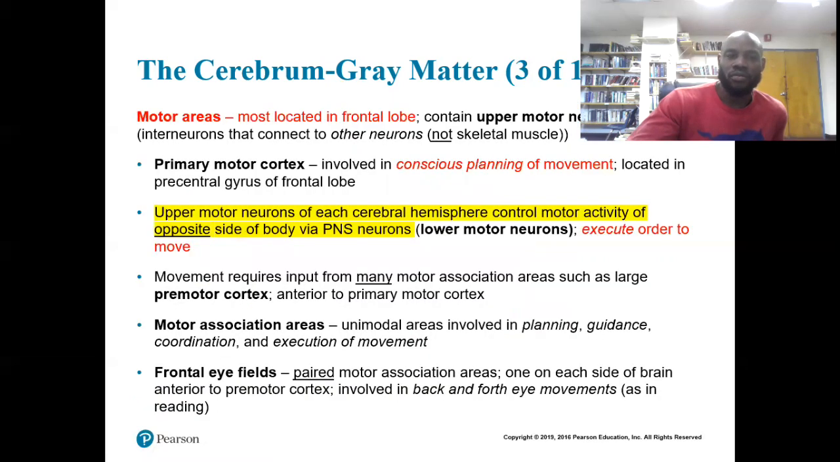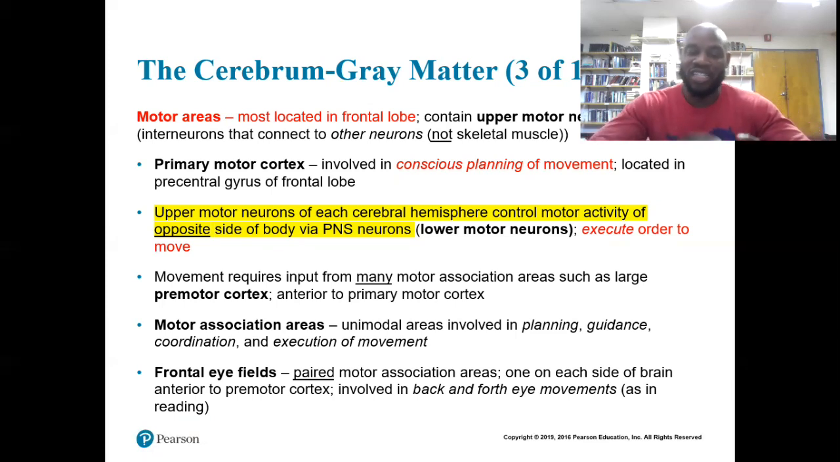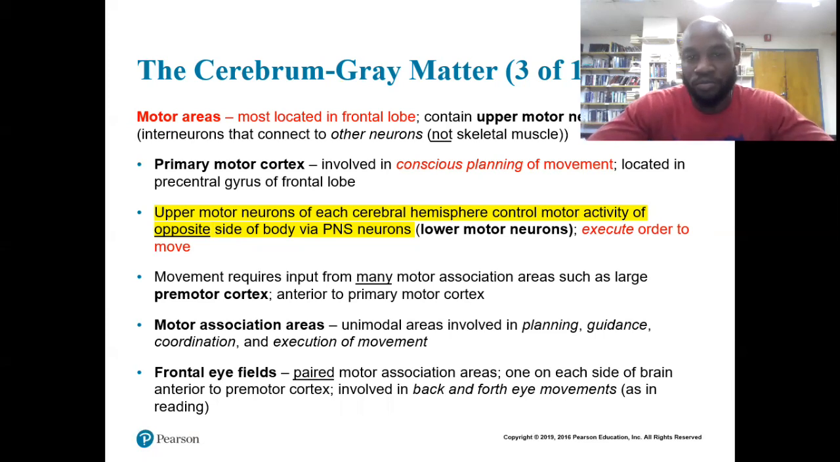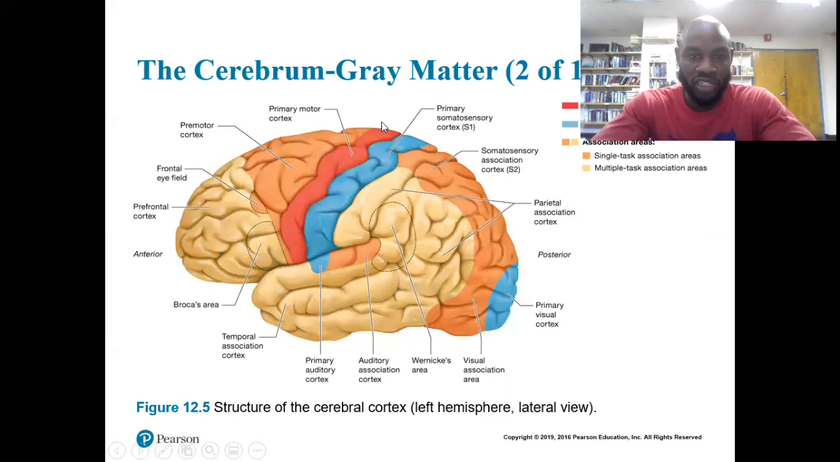Very important. Right, so your motor areas, mostly located in the frontal lobe, contain upper motor neurons, which are interneurons. Remember, interneurons connect to other neurons. All right, not skeletal muscle. These are neurons that may send the signal for something to move, but they're sending the signal to other neurons for those neurons to then tell the muscle or tell the body to move in some way. Right, so this is your motor areas or your primary motor cortex, conscious planning of movement, as you saw here in primary motor cortex right there.